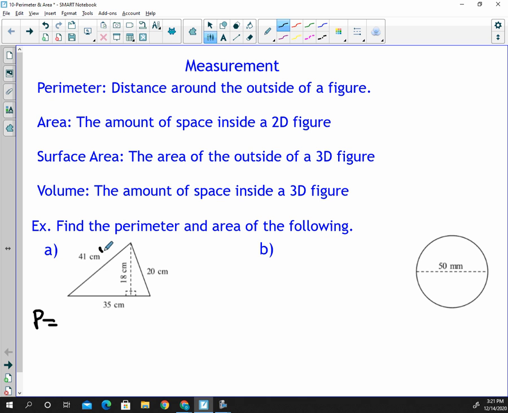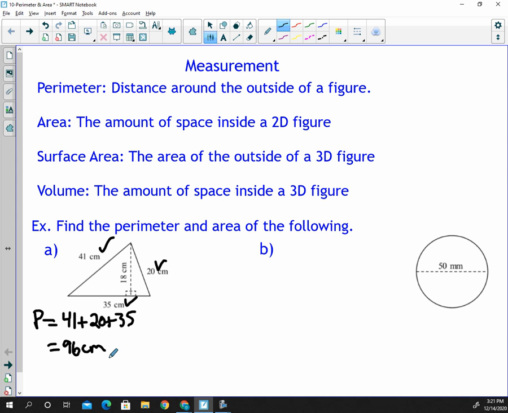I like to put a little check mark beside them as I write them down so that I know that I've included it. So we've got the 41, pardon me. We'll do the 20 next, and then also the 35. And we can add those up. 41 plus 20 plus 35 will give us a total of, what's that, 96 centimeters. So the perimeter of that triangle is actually 96 centimeters.